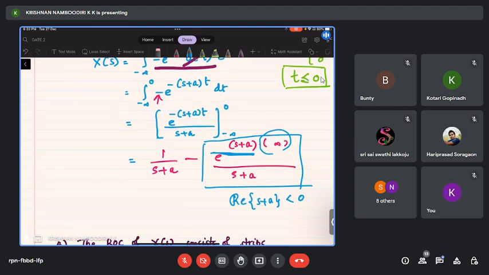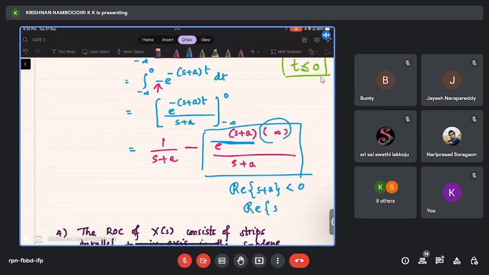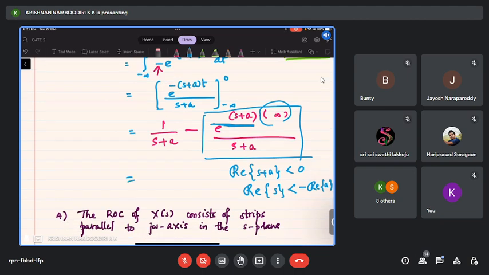Then only it will go to minus infinity, and e power minus infinity is 0. But for all other values, that is whenever the real part of s plus a is greater than or equal to 0, this integral will go to infinity, and that does not exist. We cannot even substitute like that. So we can substitute minus infinity in this integral only if the real part of s plus a is less than 0. That means the real part of s is less than minus the real part of a. So this value will go to 0 and the result is 1 by s plus a.